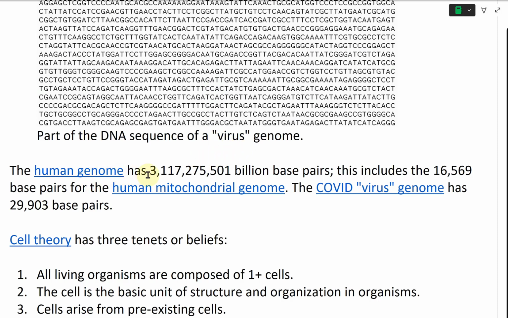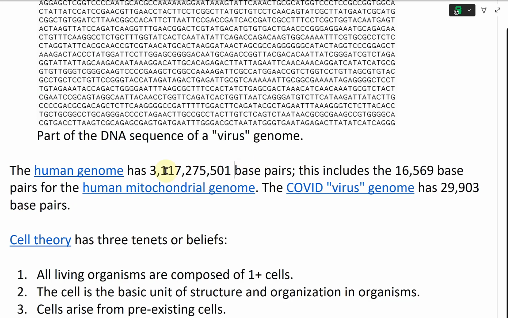So the human genome has 3 billion base pairs. Specifically, 3,117,275,501 base pairs. This includes 16,569 base pairs for the human mitochondrial genome. And note that the COVID virus genome has 29,903 base pairs. So compare that 29,000 to the 3 billion for humans.